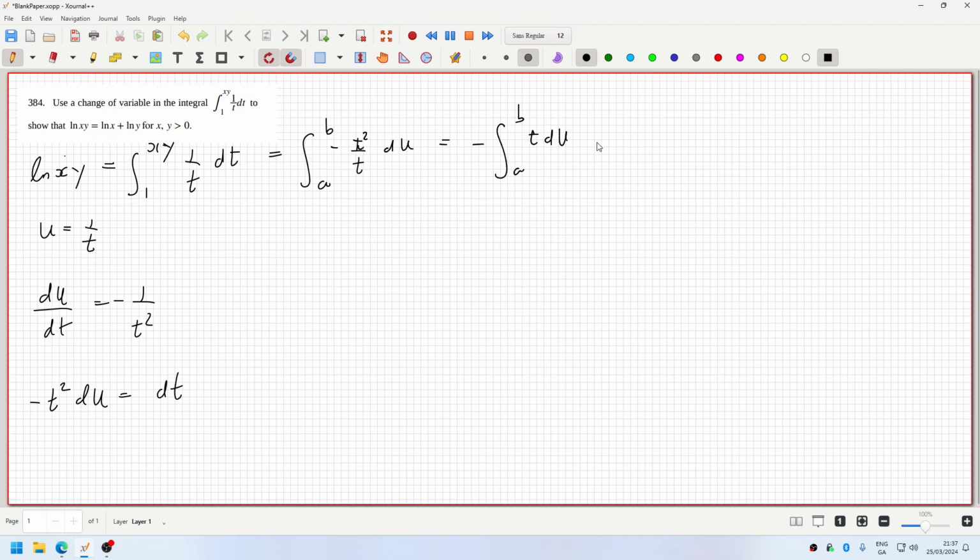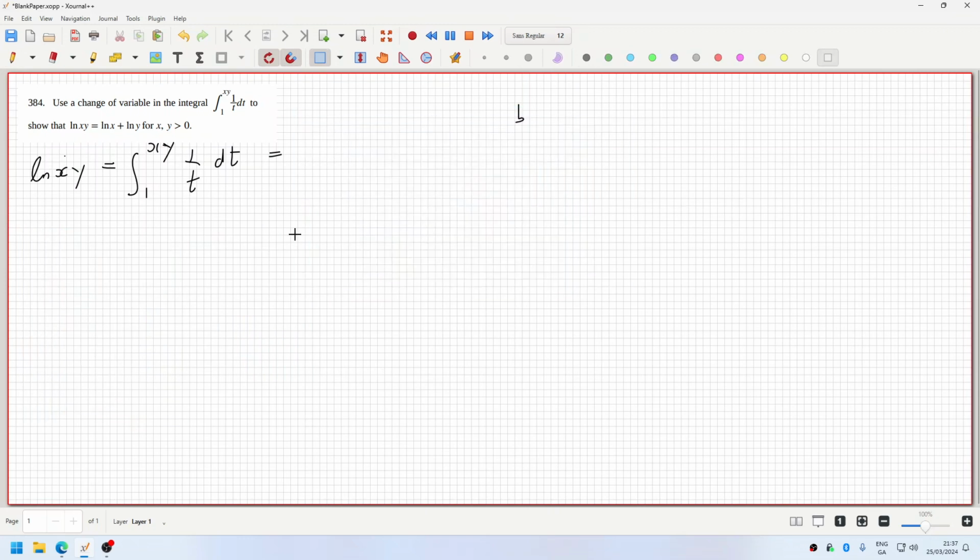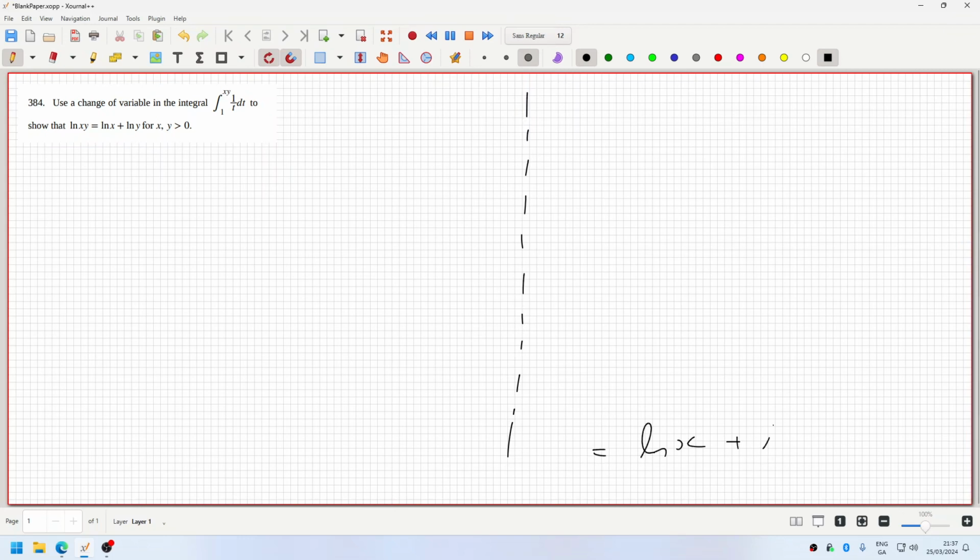No, I don't think that's going to work. Don't think that substitution's going to work. So I'm gonna have to try a different substitution. Right, okay. Let's see if I try and think about this backwards. So the goal is I'm trying to end up with log x plus log y.